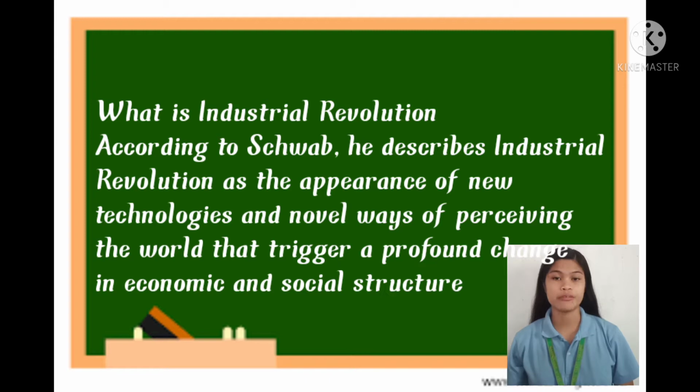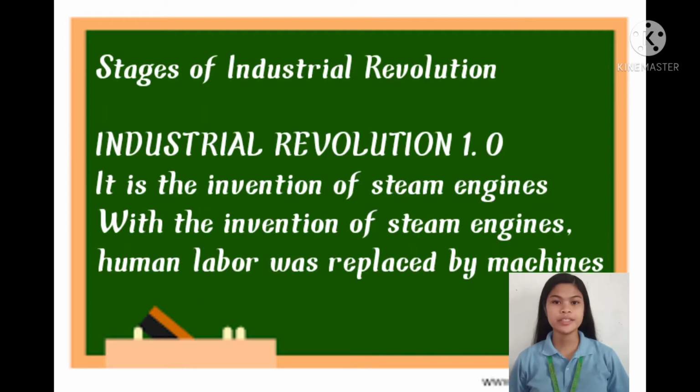According to Schwab, who is the founder and executive chairman of the World Economic Forum, the International Organization for Public-Private Cooperation, Industrial Revolution describes the appearance of new technologies and novel ways of perceiving the world that trigger a profound change in economic and social structures. Here are the different stages of Industrial Revolution.